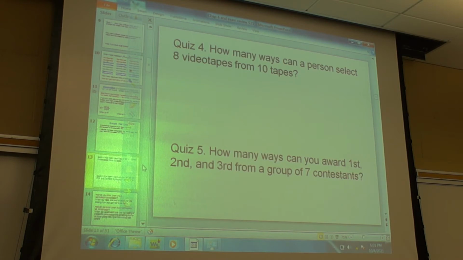So I think hopefully I'll make things clear a little bit. So the first one, the person selects 8 videotapes and 10 tapes. The question you want to ask is, okay, so I'm selecting 8, so I'm going to draw 8 lines.